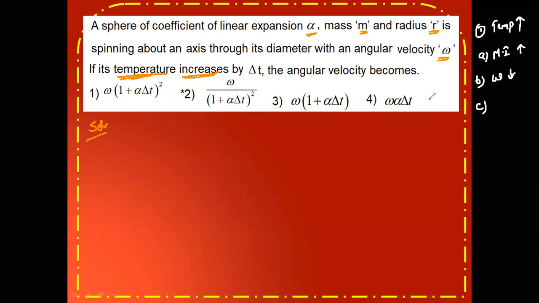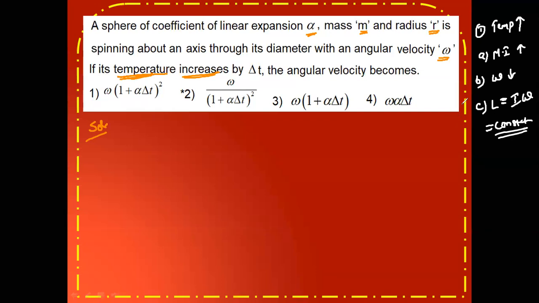System of particles. But the angular momentum, you know the linear momentum. Already in the Newton laws of motion, we discussed it. Linear momentum is the product of mass into velocity. In the same way, there is an angular momentum, that is nothing but we can say I into omega. This is equal to constant.